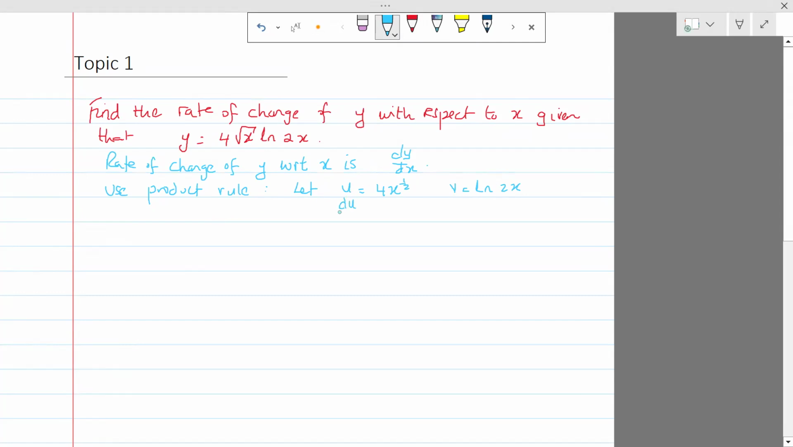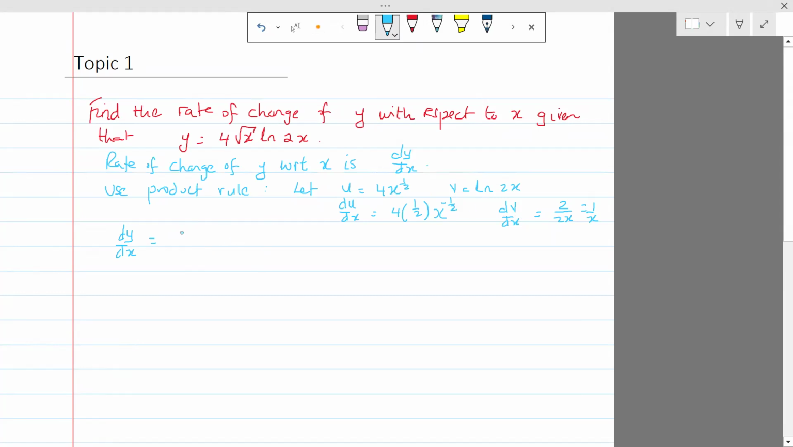So what is du by dx here? It's going to be equal to 4 into half. I bring this here, and then x, I minus 1 here, minus half. Then what is dv by dx? dv by dx becomes the differentiation of this 2x, which is 2, over the 2x, which is 1 over x. So now I can write dy by dx.